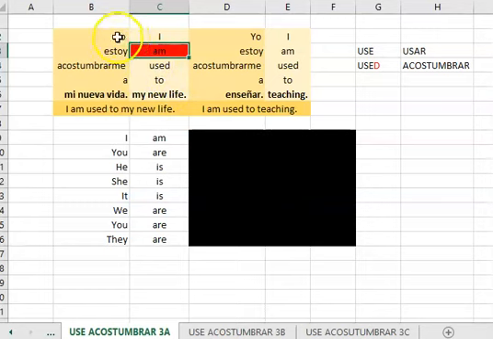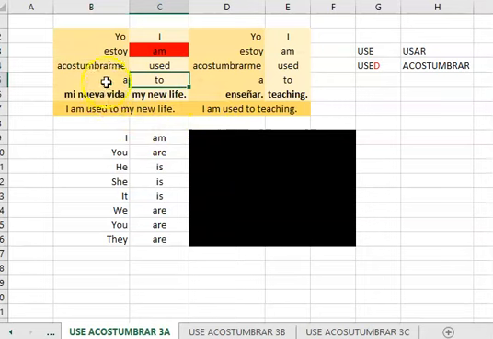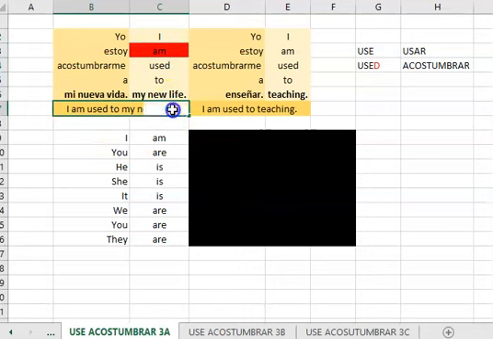So here we go. First we put I, and then we put the verb to be or any form of the verb to be, and then we use the word used, which would equal acostumbrar. And then we use to, which is like a, so yo estoy acostumbrada a, right? Yo estoy acostumbrada a. And then you say my new life, mi nueva vida. So I am used to my new life. Look. I am used to, what are you used to? My new life, right? So after you use the used to, you put what you are used to. Does that make sense? Okay, excellent.